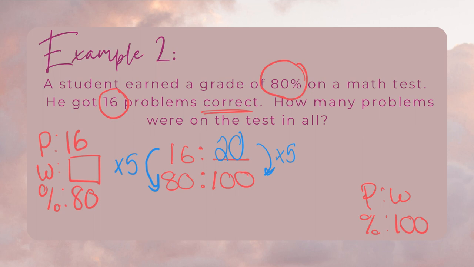Now let's double check that these ratios are equivalent. So 16 times 5 is 80, 20 times 5 is 100. That means these are equivalent ratios. So when the question says how many problems were on the test in all, 20 questions were on the test in all. So in that problem, we found the whole. Now let's do one more example.